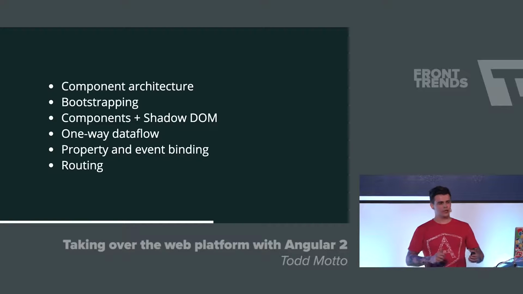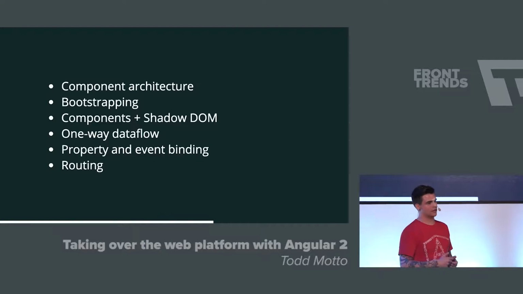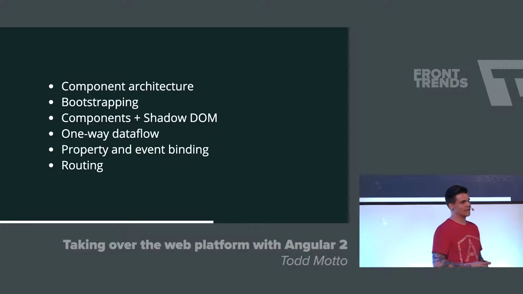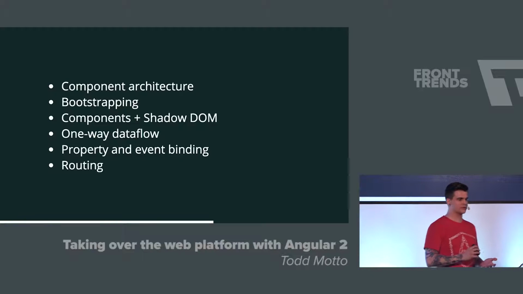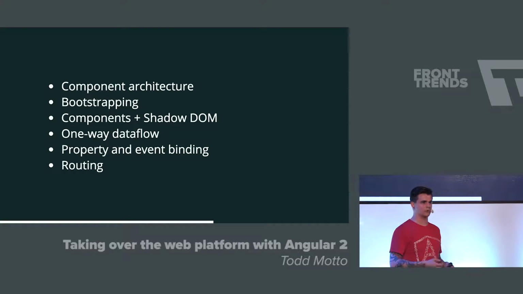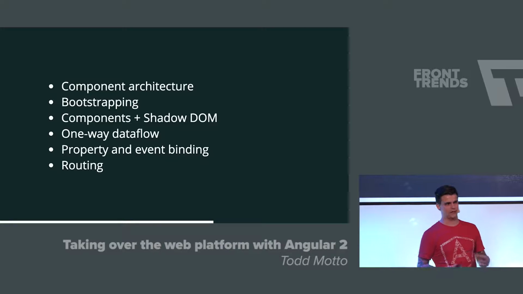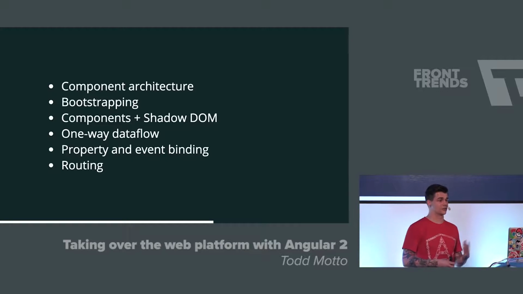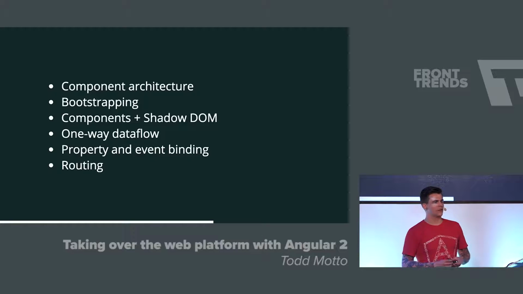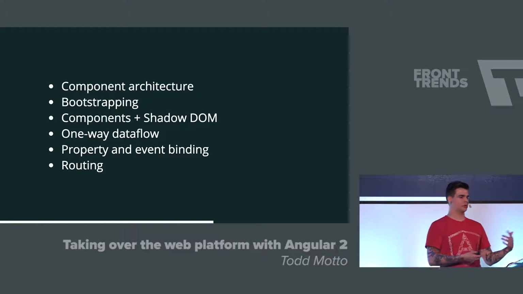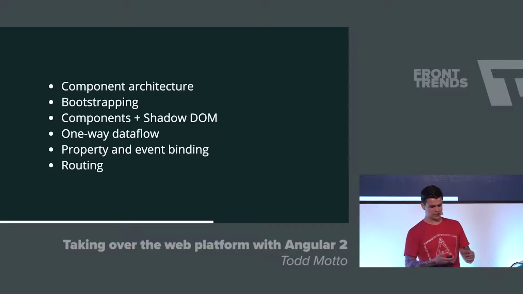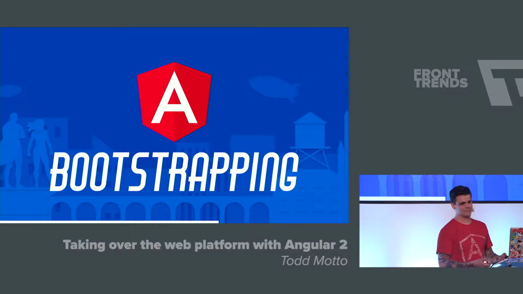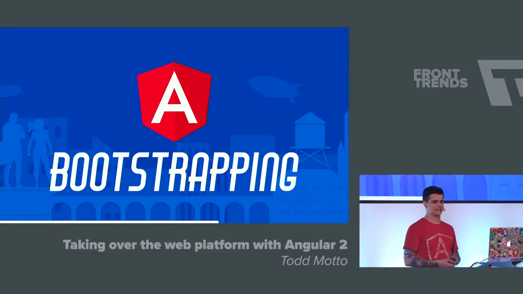Angular 2 kind of loves component architecture, so we're going to look at how we do this in Angular 2. We're going to look at bootstrapping, components, and shadow DOM. So if you're into web components and the whole template elements craze behind that and the Polymer project, you'll love that bit. We're going to look at how we do one-way data flow, property and event binding, and then some routing, and then I'm going to tell you some crazy stuff at the end, which I'm excited for to land in a stable Angular release.